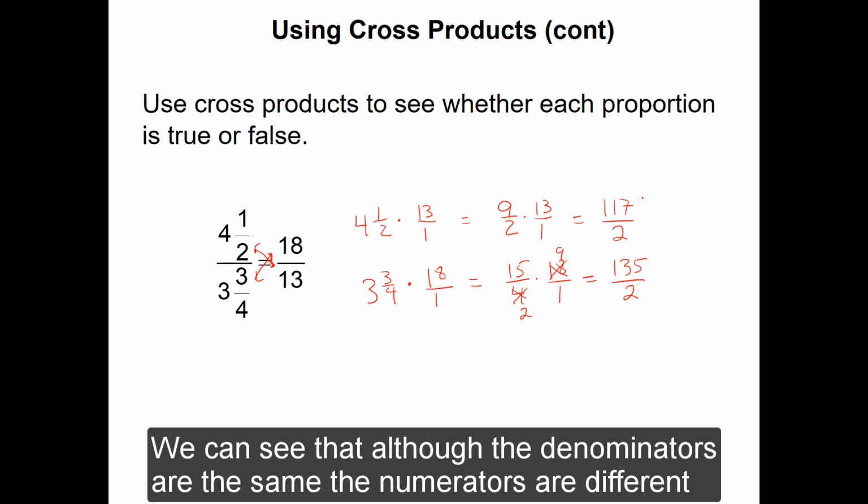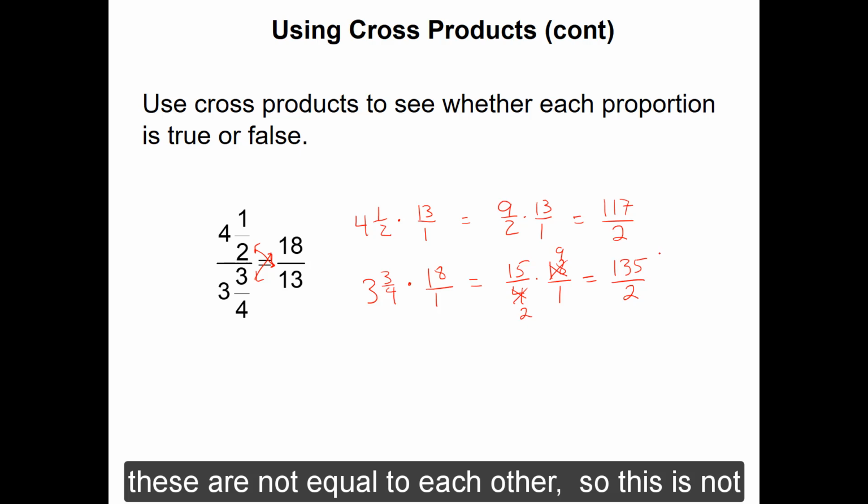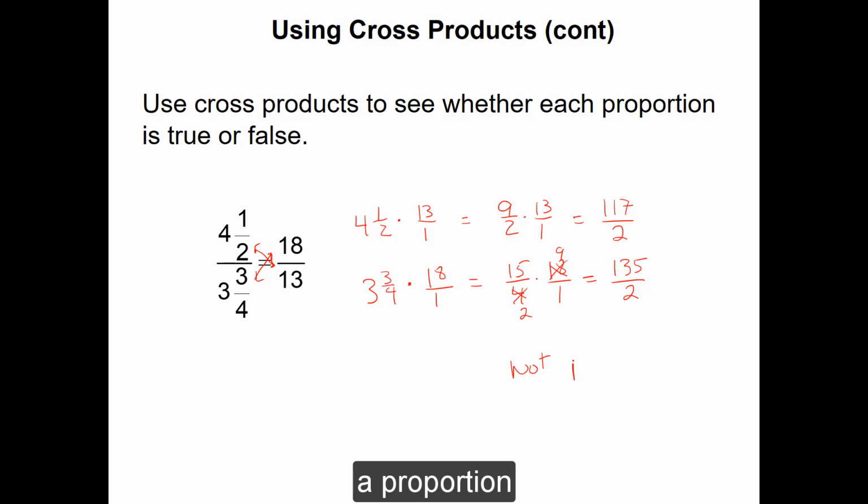And so we can clearly see that although the denominators are the same, the numerators are different. So these are not equal to each other. So this is not a proportion. It's false.